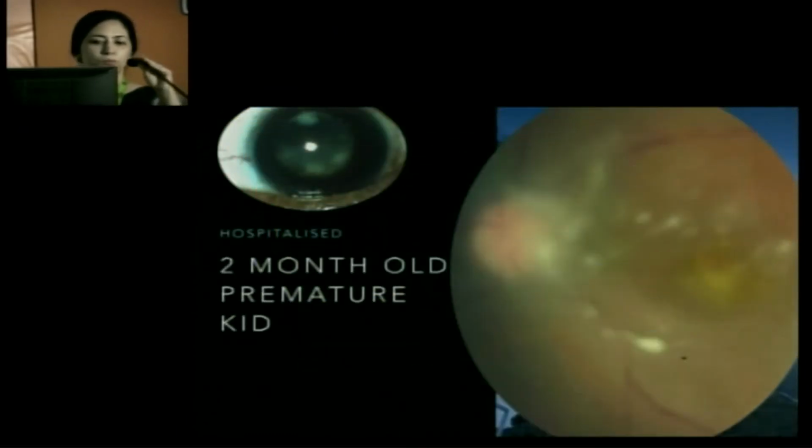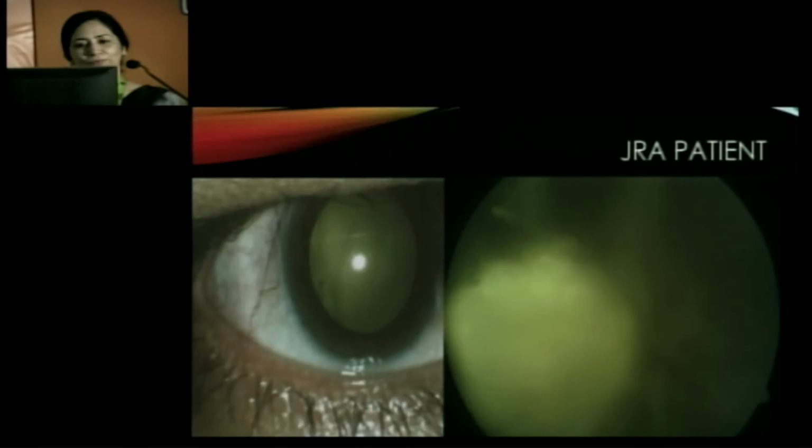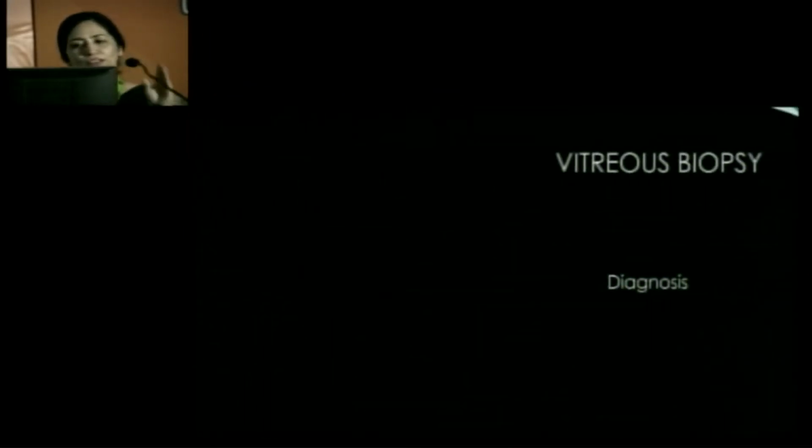So this is a 2-month-old premature kid who had a history of hospitalization. You can see these vitreous opacities. The parents came with a white reflex concern. Another patient with JRA was on systemic steroids with an intense vitritis. So we went ahead with a vitreous biopsy.